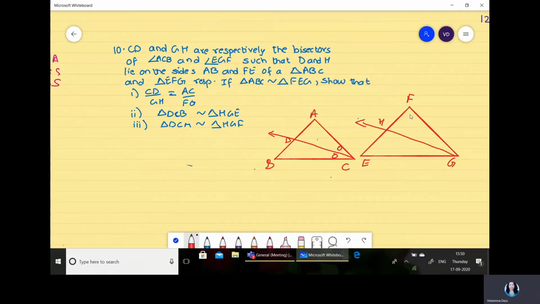Similarly, we can say GH is also the bisector. GH is the bisector for angle EGF. That means this angle and this angle are equal, that is, FGH and EGH are equal. So this is given. Now what are we supposed to prove? That CD upon GH equals AC upon FG.